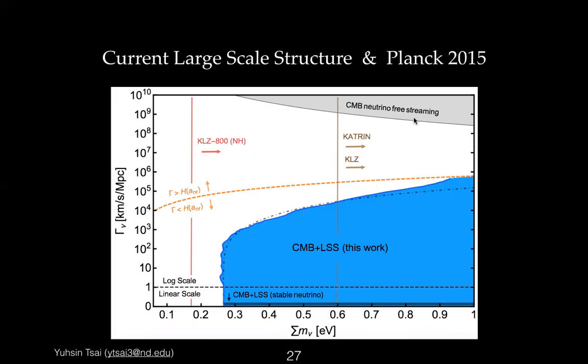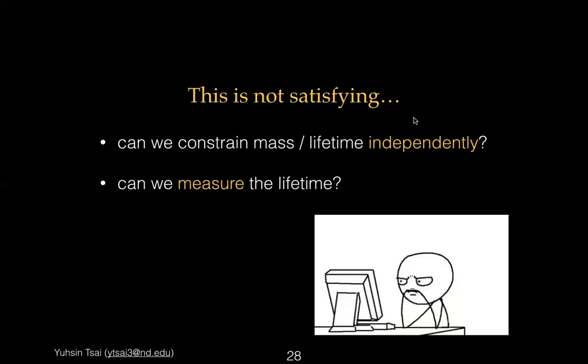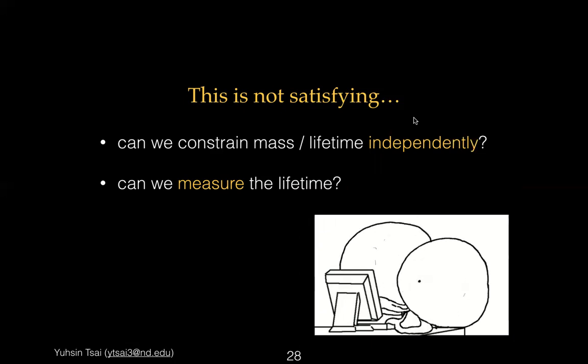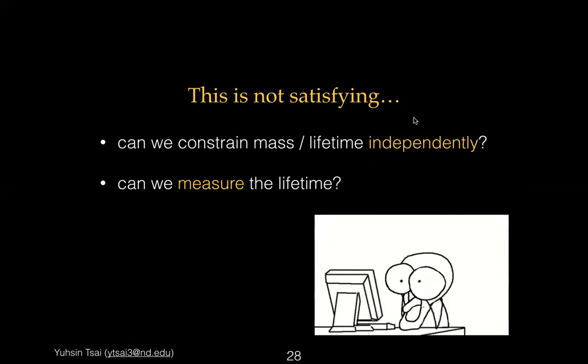But this is not a very satisfying result, right? Because it tells us that due to this degeneracy, we still cannot measure the mass and lifetime independently. And we also cannot make a statement to say if neutrino decay in a late-time universe or not. We won't be able to see it. So how are we going to resolve this?